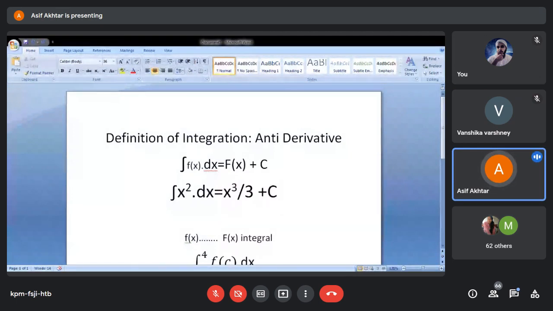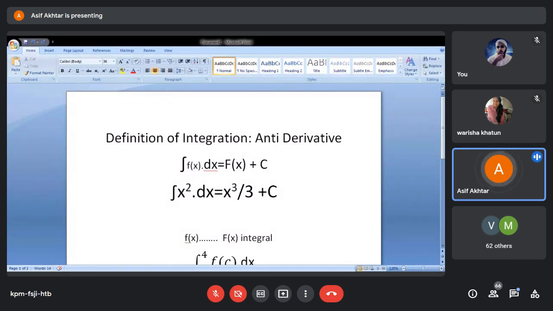I think I have discussed with you the definition of integration, which is the opposite of derivative. This is the symbol, integral f(x) dx. And when you take the integration, it will give you the capital F(x) plus a constant c. See the example, integration of x square with respect to dx. It gives you x cube upon 3 plus a constant c.